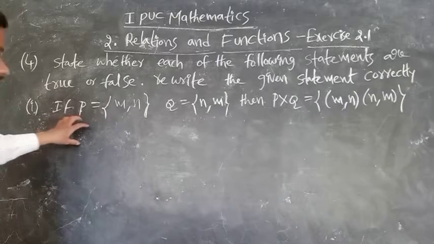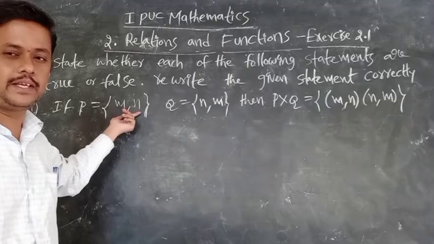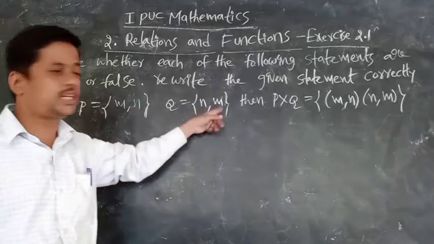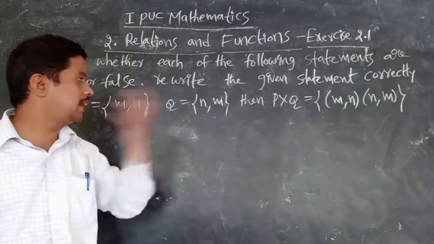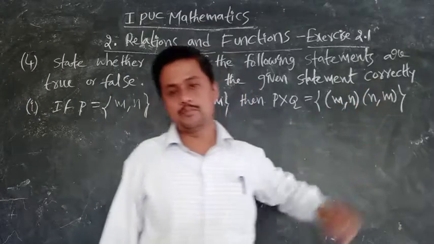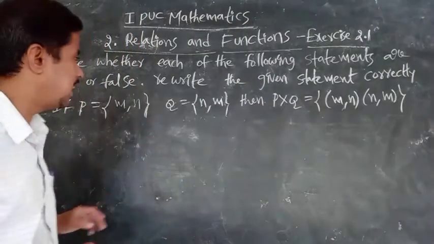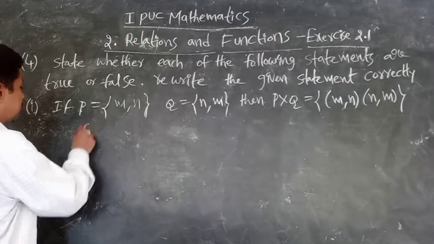First question. If P is equal to {M, N} and Q is equal to {N, M}, then P cross Q is given like this: {(M, N), (N, M)}. So is this right or wrong? This is false. This is incorrect. So this is false. Why?